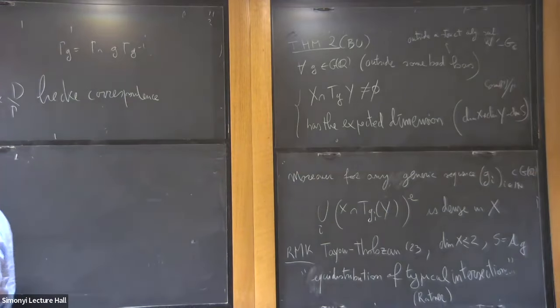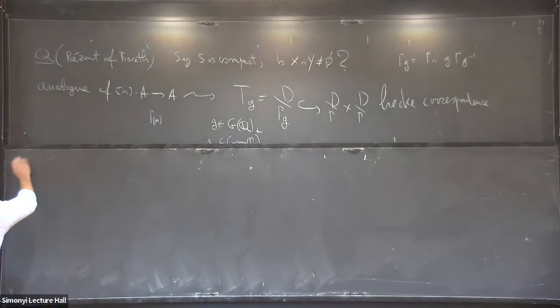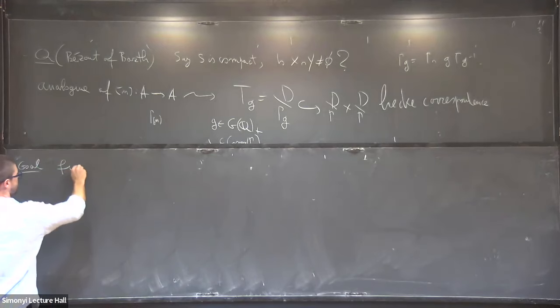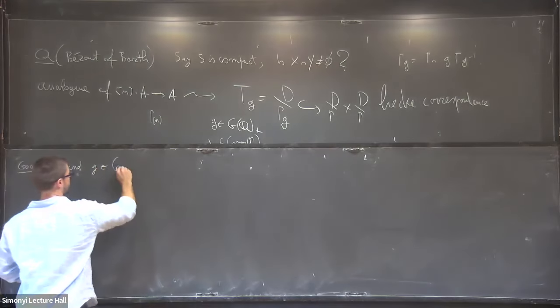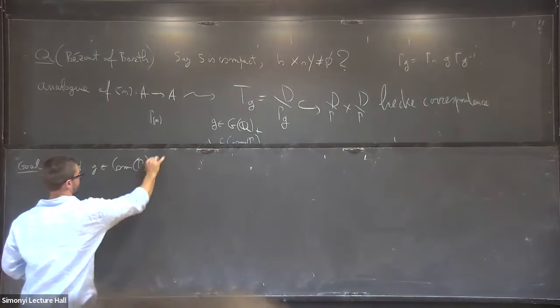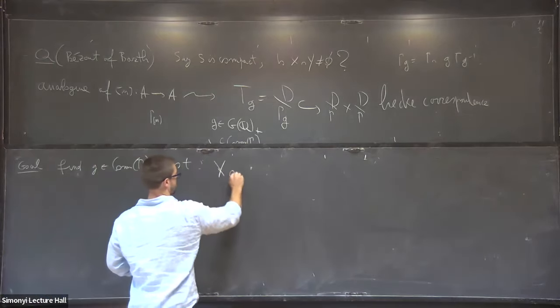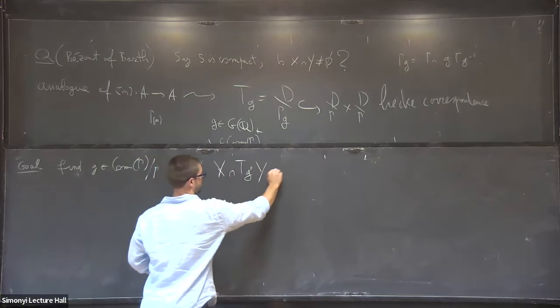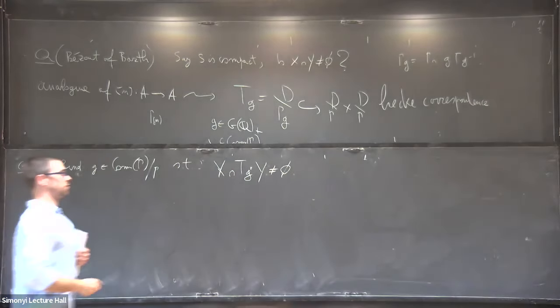So let me show. Let me start with a more modest goal. In maybe 5 minutes, let me show something smaller. So find g in F, with respect to gamma mod gamma, such that y x capital Gy is non-empty. So that's somehow an important ingredient in the proof. So how do we find this?